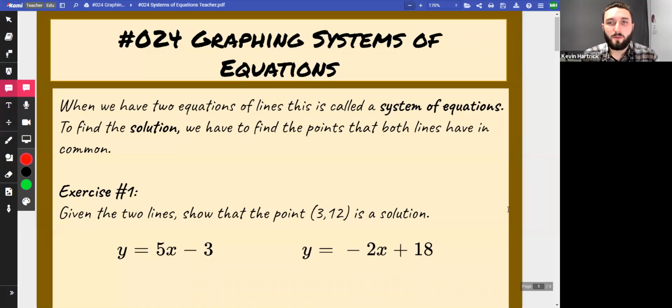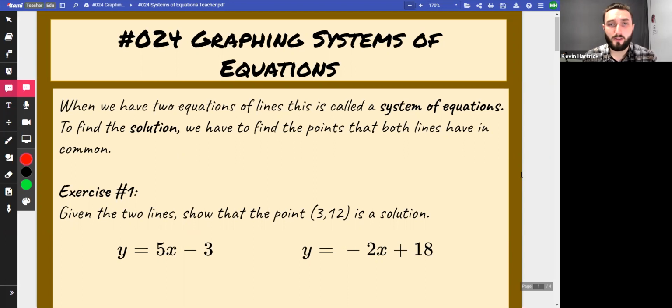All right, welcome to number 24, graphing systems of equations. So when we have two equations of lines, this is called a system of equations, okay? So to find the solution or the answer to a system of equations, we have to find the point that both lines have in common, all right?